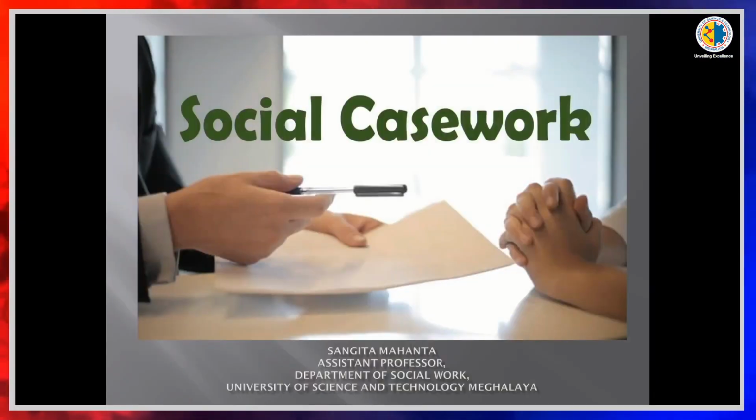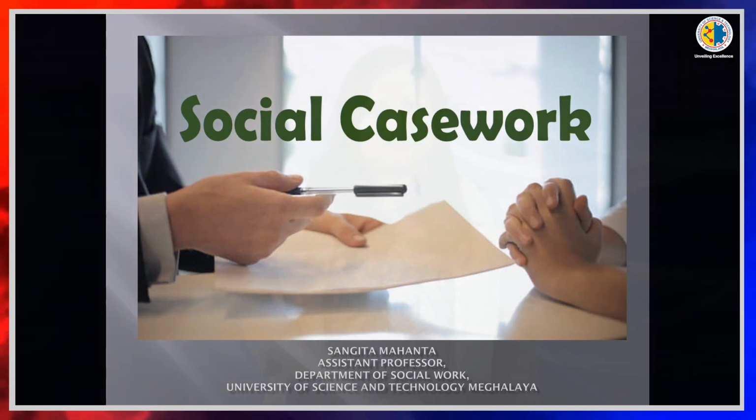We would be discussing social casework today. As we are all familiar, in the social work profession we have 6 methods. We identify one of the available methods and we practice in various settings. So you see, we have contents of discussion for today's session.